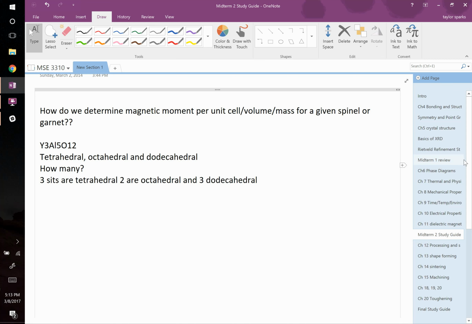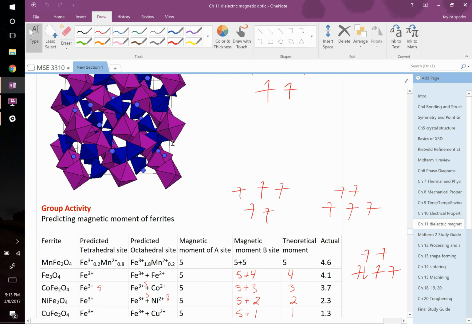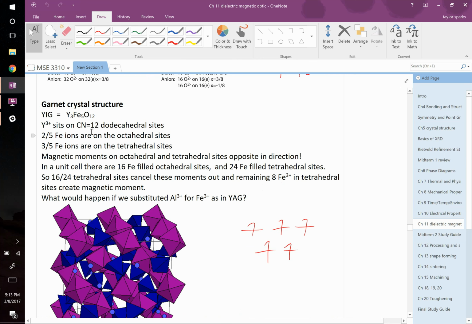Can we go over why? Let's go back to magnetic properties. Right here, you've got yttrium in this example, yttrium iron garnet. Yttrium sits on the dodecahedral sites, all of them. So there's 3 of those, right? 2/5 of the irons are on octahedral sites, and 3 of the 5 irons are on tetrahedral sites. So you must have 3 tetrahedral, 2 octahedral, 3 dodecahedral. And that adds up to 8. Does that make sense? So for this crystal structure, all you have to know is per formula unit, there's 3 dodecahedral, 2 octahedral, 3 tetrahedral.